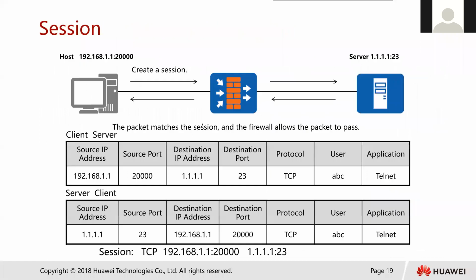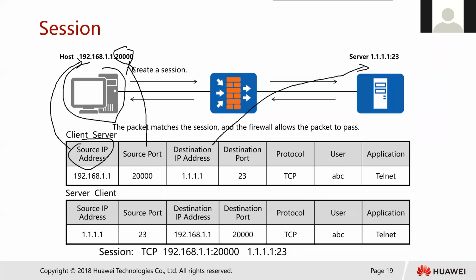So this is the session. The session includes many things, for example the source IP address. In this session, because host A wants to communicate with the server, the source IP address is host A's IP address. The source port is 20,000. The destination is this one, and the destination port is 23, with TCP. So you can see that the application is telnet. Telnet is based on the TCP protocol, and the port is 23. So this session will come like this.